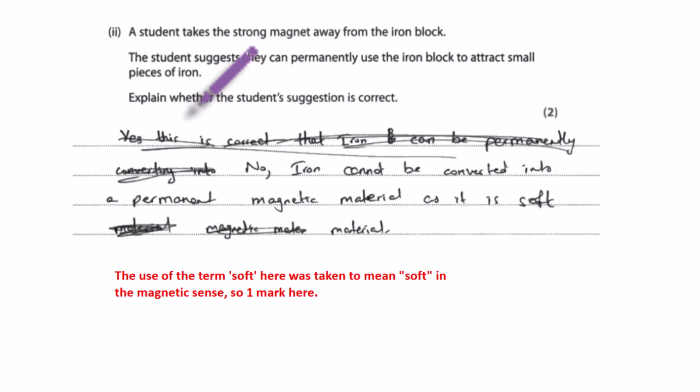The use of the term soft here was taken to mean soft in the magnetic sense, so 1 mark here, fine. But why did the student not get the second mark? Because you had to say iron loses its magnetism once it's moved away from the magnetic field.